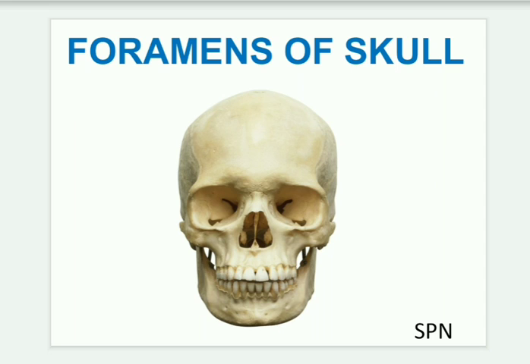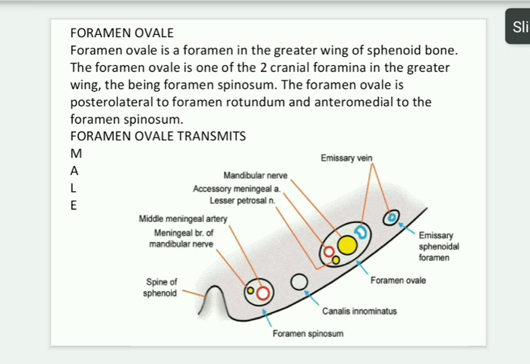Today we learn anatomy, head and neck region, foramens of the skull. What are the foramens of the skull in the human body? Firstly, we'll deal with foramen ovale, which is most important. How you would write it in a 2 marker when it is asked in the exam.